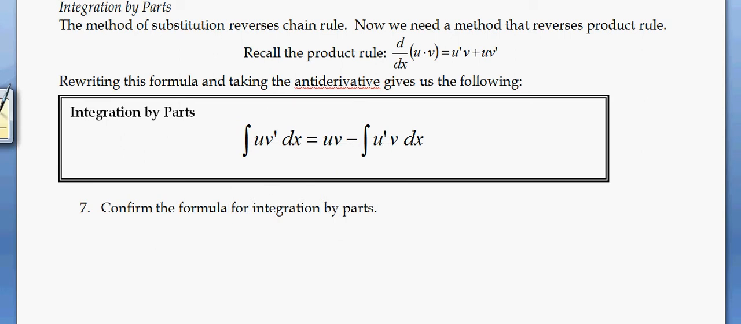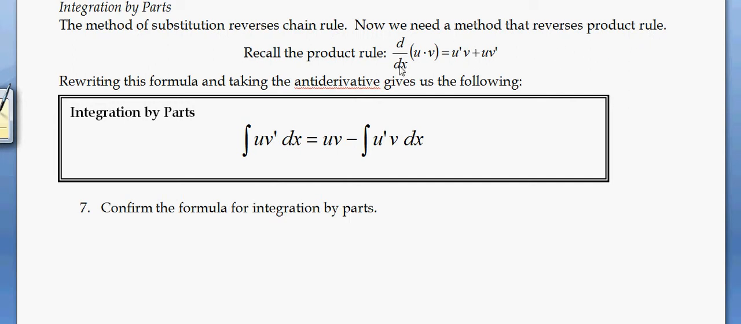Okay, so we're going to be learning how to talk about integration by parts today. And remember that we just finished talking about substitution, which is the method that reverses chain rule. Now we're going to be talking about how to reverse product rule.